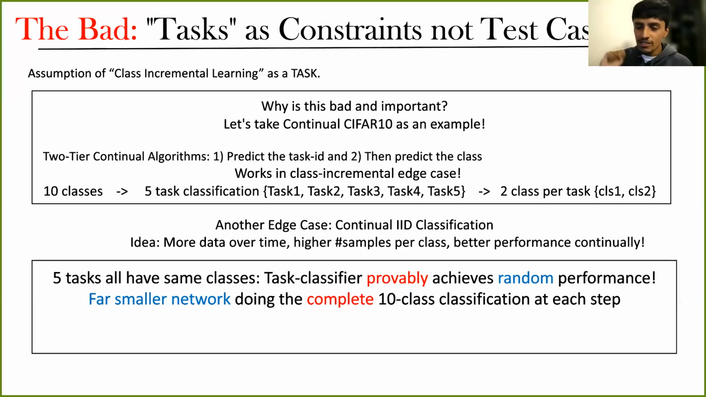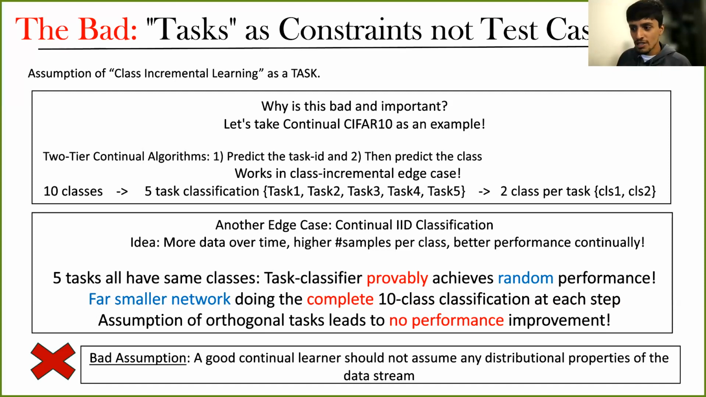Furthermore, once you have predicted, you just select a task at random. For that specific task, you still have to do the full 10-class classification. Your much smaller network is now given the load of the complete 10-class classification every step. And typically they have the assumption of orthogonal tasks, which is why they can create this nice hierarchy. This leads to no performance improvement with increasing data. And this is also really bad. The key goal in this continual IID setup was that with more samples per class, you will get higher performance.